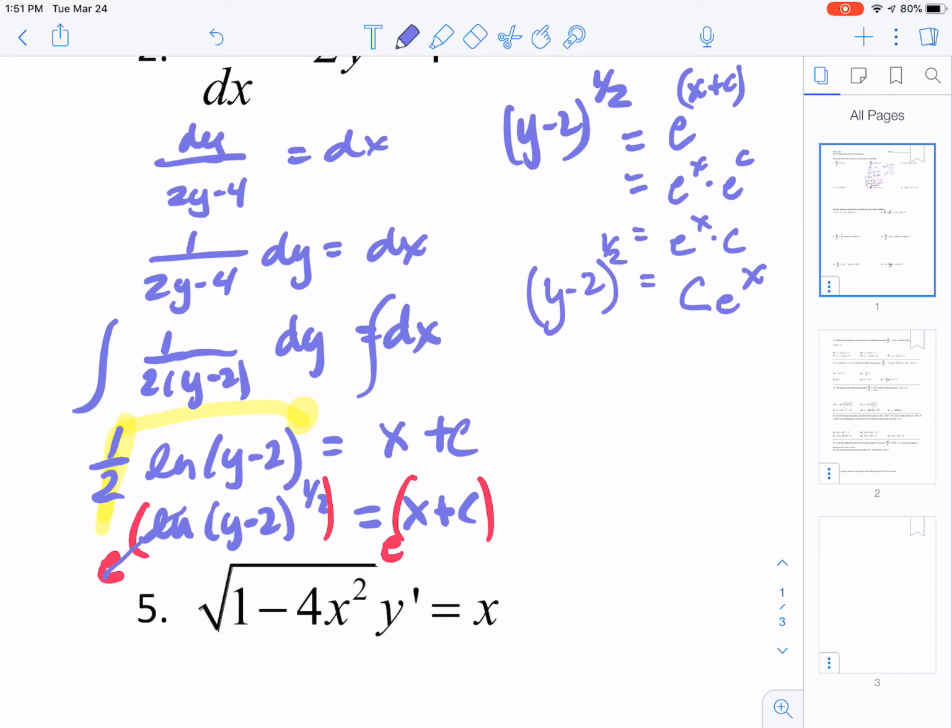A lot of properties of algebra going on there. And then I'm going to square both sides, so I want to get rid of that 1/2. So I'm going to raise both sides to the second power. Whether you leave the c inside the squared or not doesn't matter. So we're just going to end up with y minus 2 equals c e to the x squared. And then you would add 2.